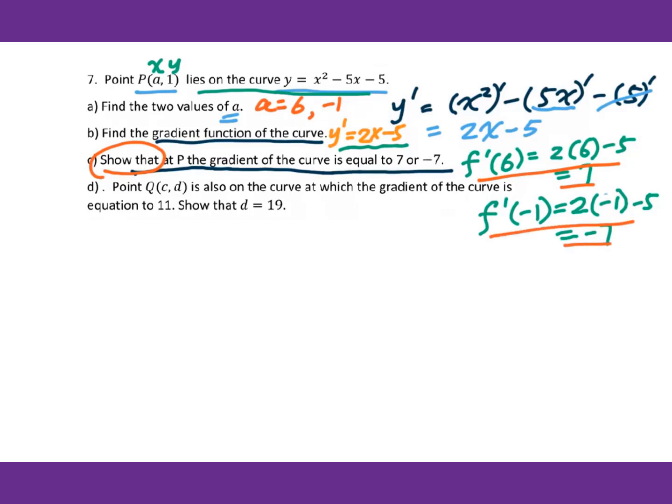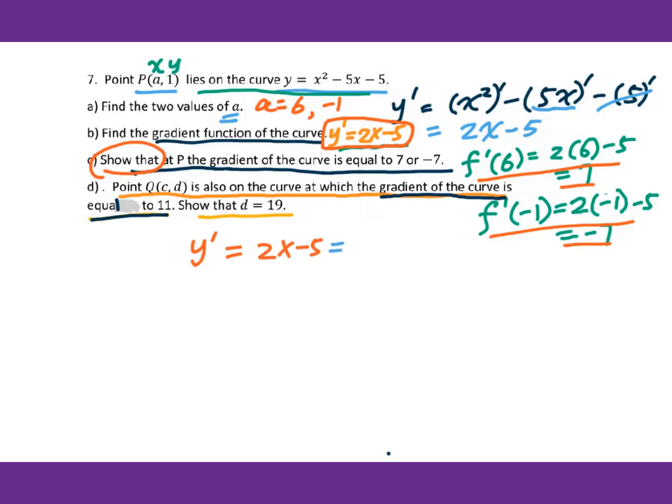For D, point Q, CD is also on the curve at which the gradient of the curve is equal to 11. Show that D equals 19. First of all, we use this information: the gradient of the curve is equal to 11. We know the gradient function, that is y prime equals 2x minus 5. We set it equal to 11 to solve for this x. This x, basically, that's the C.